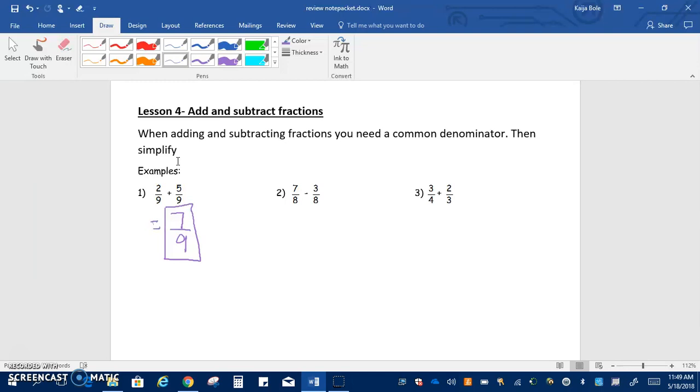Number 2 here, we also have a common denominator, so we're just going to subtract across the top. 7 minus 3 is 4, so this would be 4/8, but you can simplify this down to 1/2.